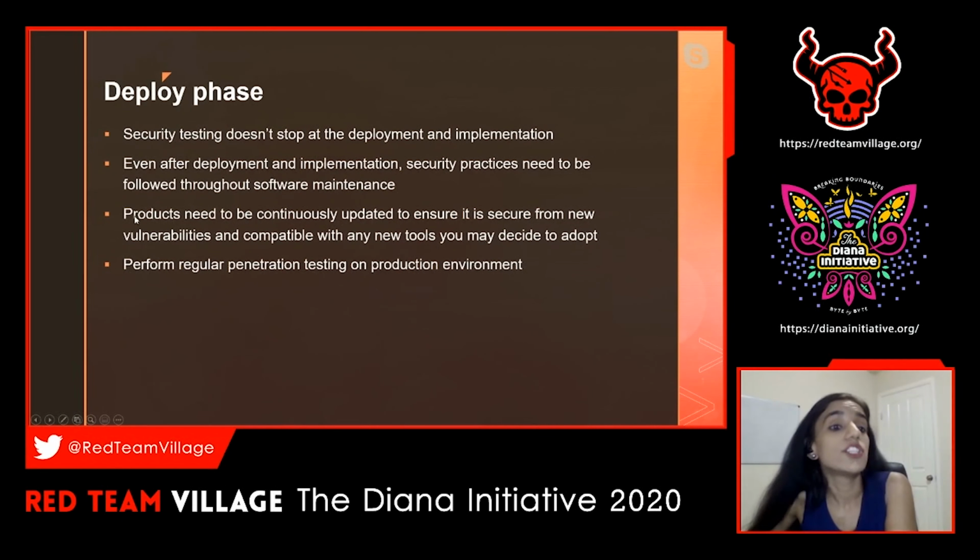Last is our deployment phase. In this phase, your code is already in production. You have already done all the checklist. So what's next? Very important: security is still important. Security does not stop because you have reached deployment and implementation. Even after deployment and implementation, security practices need to be followed.